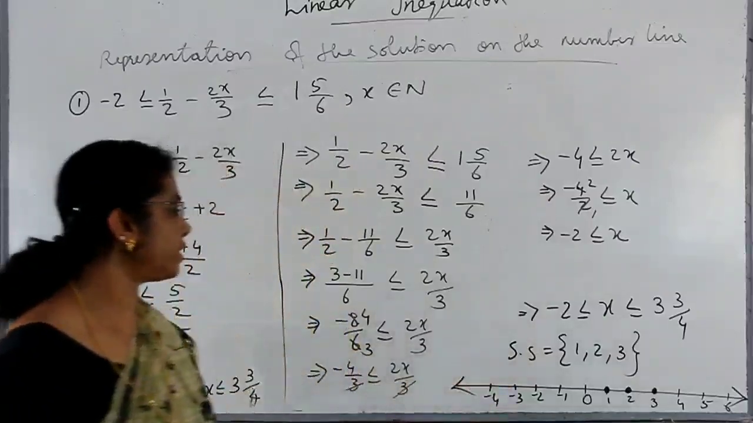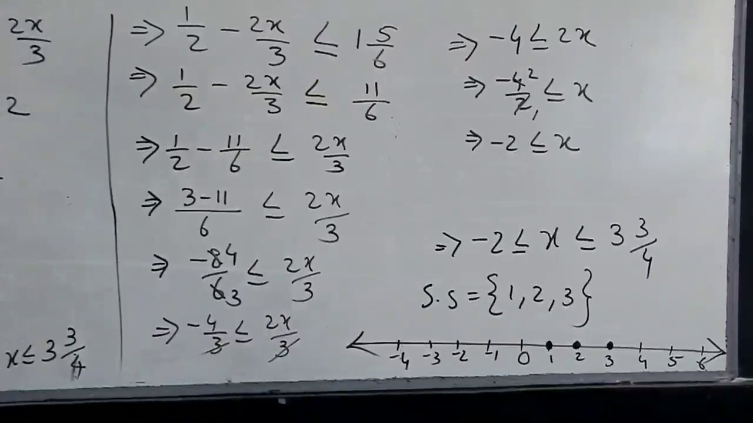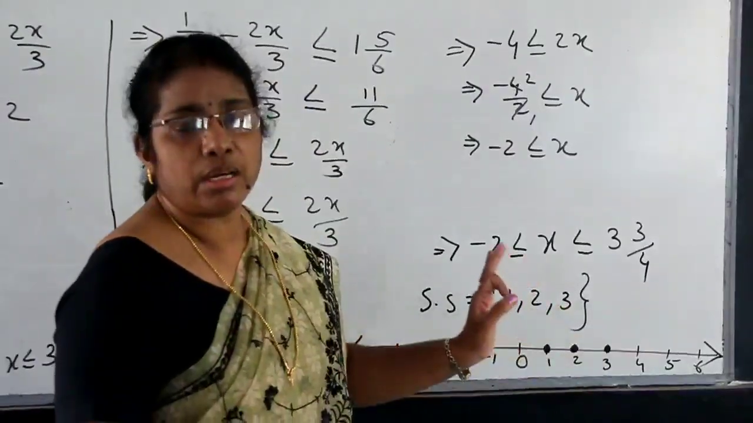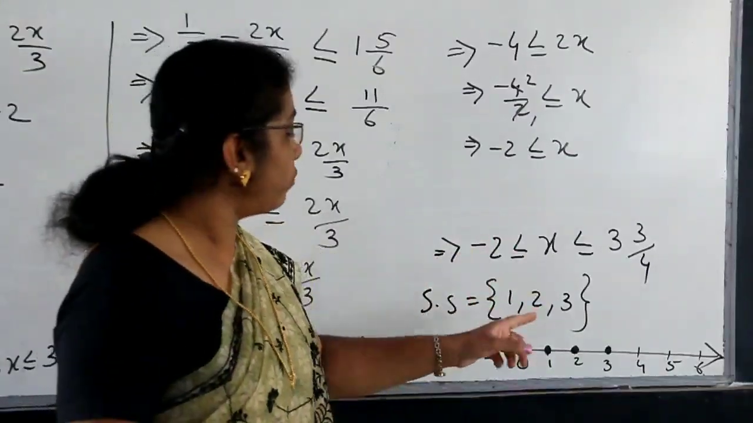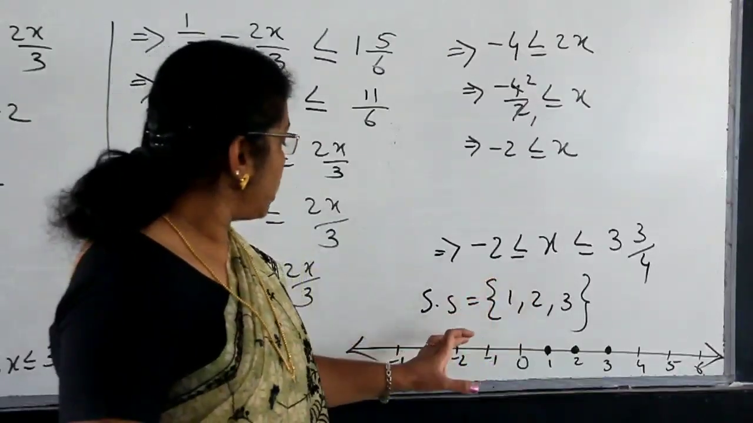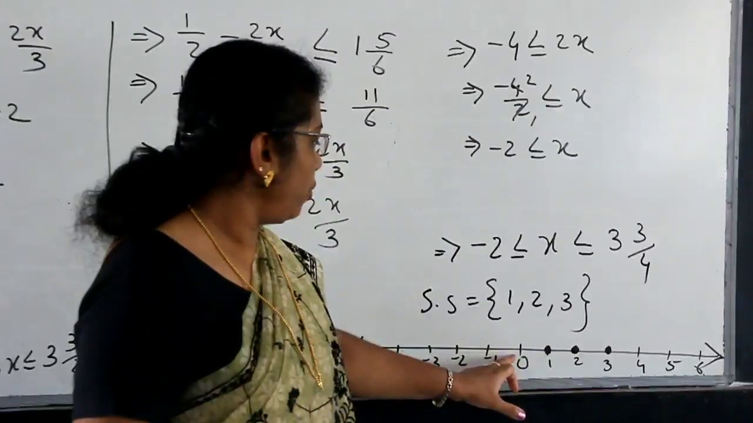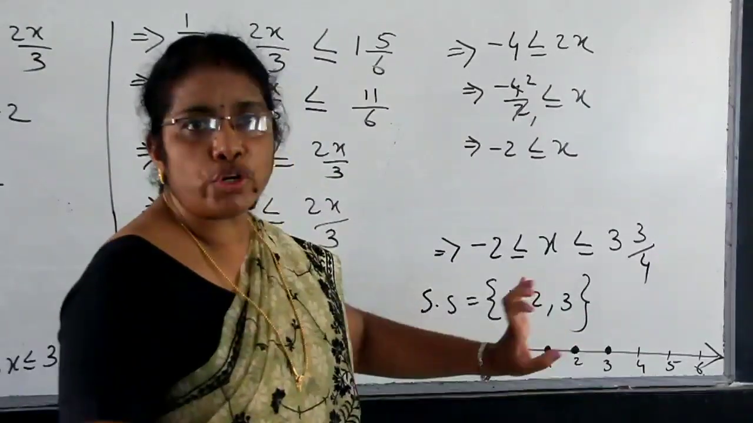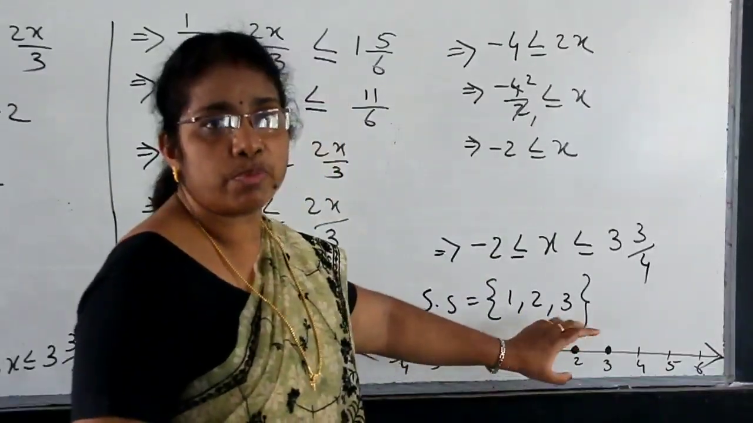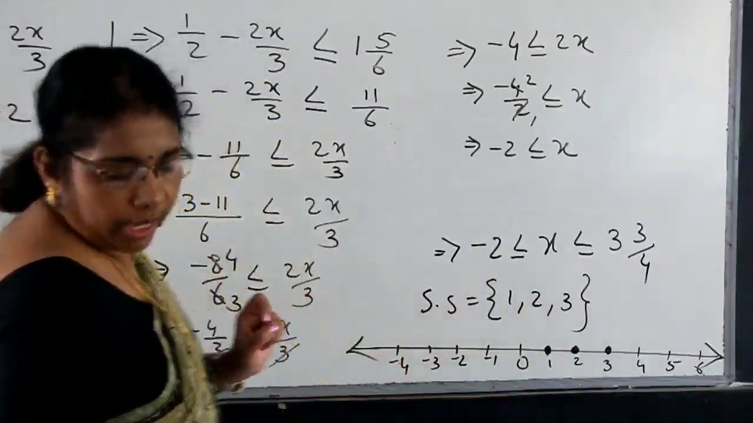This way we can represent the solution set on the number line. And next question, when you draw the number line, first draw a straight line. At the ends of the straight line, on both sides put an arrow mark. Then in the middle you should mark 0. Then the right side of the 0 marks positive numbers. Then equally divide these positive numbers and negative numbers. And next question.